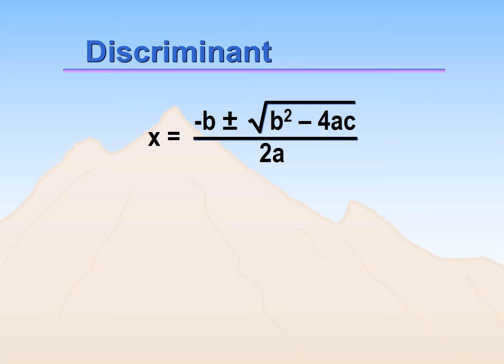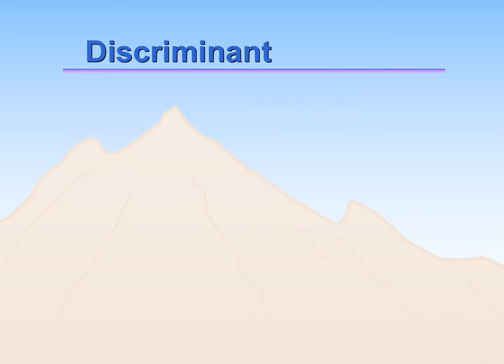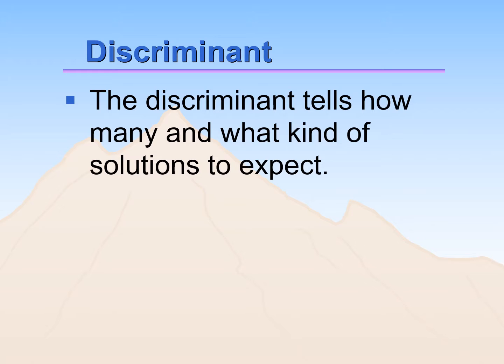The discriminant is what's inside that radical, that b squared minus 4ac. And the discriminant is important to us because it lets us know the nature of our solutions. Quickly, the nature of the solutions based on the discriminant.